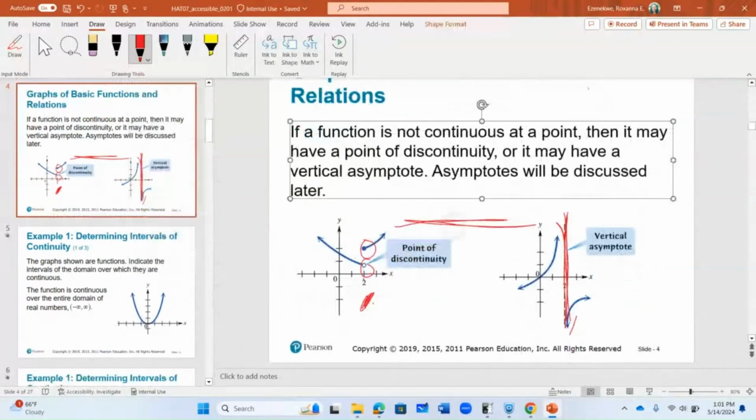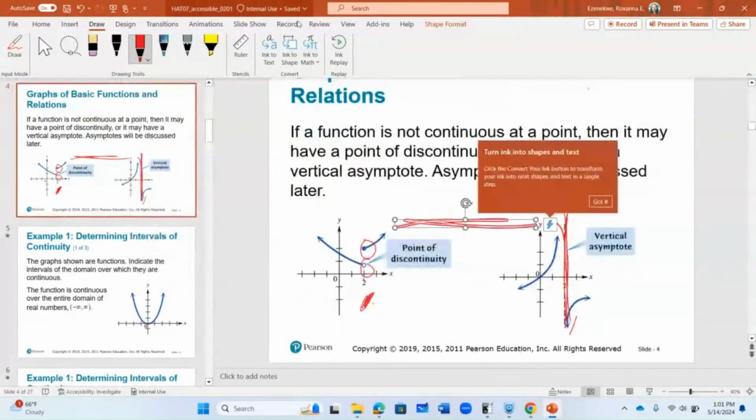Okay, if a function is increasing, okay, get that off.